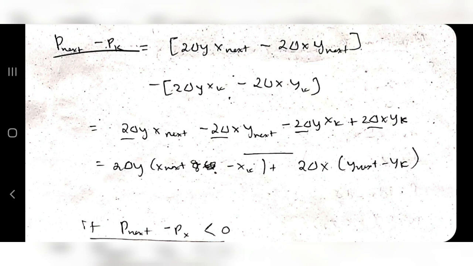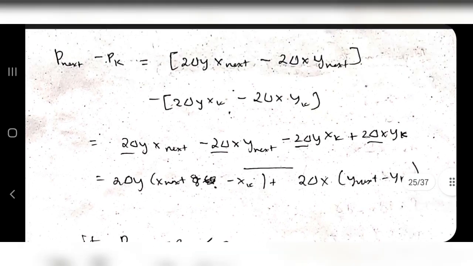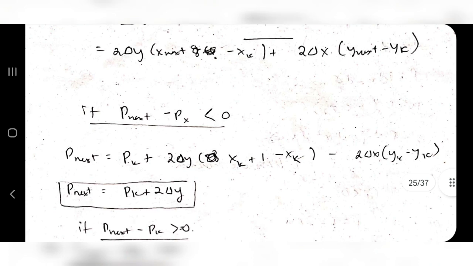P next minus pk, the previous positional parameter minus the current positional parameter. So what answer we get is whether it's moving faster or slower. If it is less than 0, it means it's moving in the negative direction. If it's moving in the negative direction, we have to use this formula.